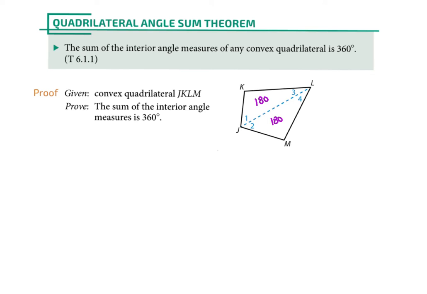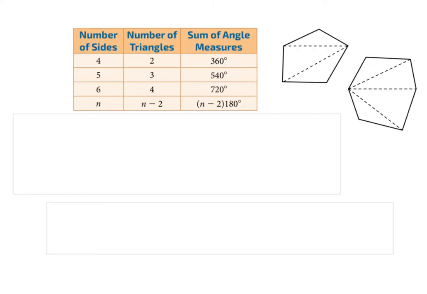Because if I have angle 1, angle K, and angle 3, and those are 180, and then I have angle 2, angle M, and angle 4 is 180, then what I know from triangle sum and even adjacent angle sum is that I just add them all up, all right? And so the way they did this proof is they said, well, there's 2 triangles there. And so obviously with the triangle sum theorem, it means that I'm going to have 360.